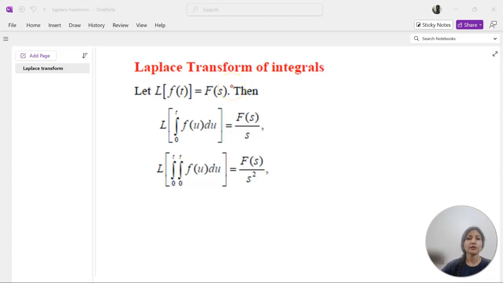The next Laplace transform integrals. If you have integrals involving the function small f, and you already know the Laplace transform of small f is capital F of s, then the Laplace transform of the integral of this function small f from 0 to t will be capital F of s upon s. If there are two integrals, it will become F of s upon s squared. It can be generalized to more integrals.